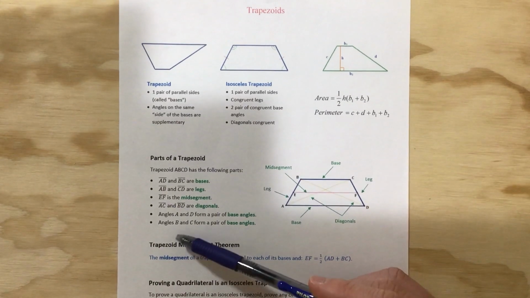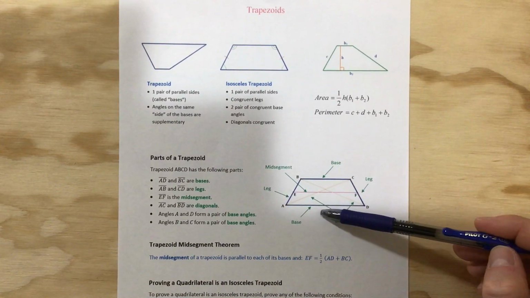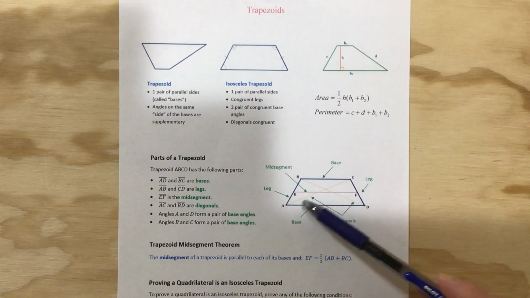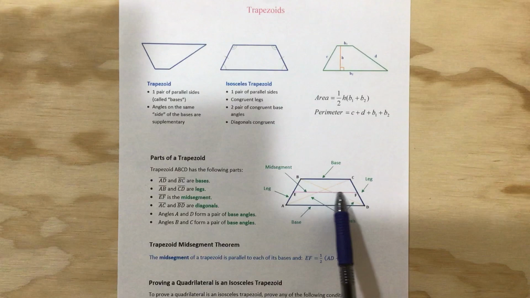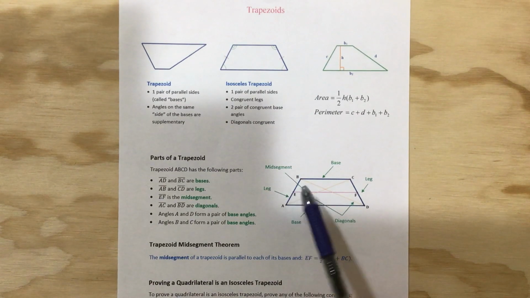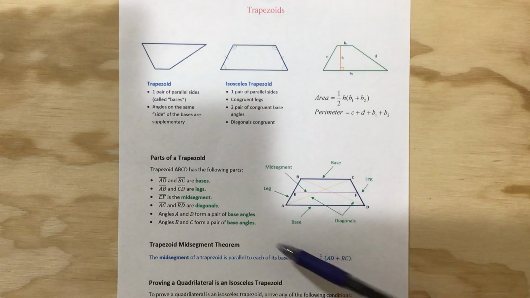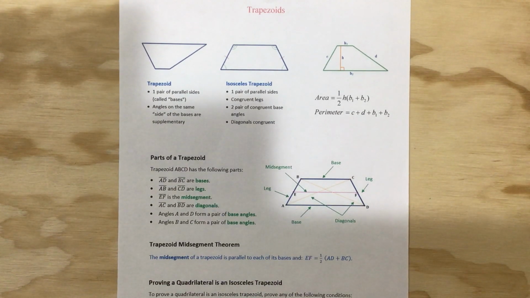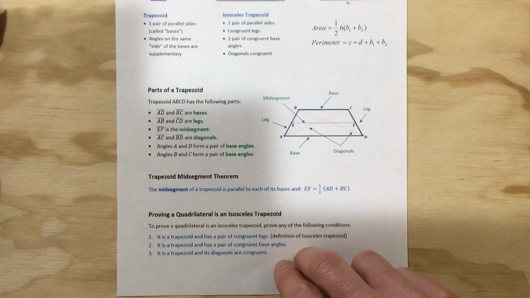Okay, parts of the trapezoid is just a diagram down here. Again, those are your bases. Here are your legs, and then the diagonals are in yellow. And then we have another term called the midsegment, which is the segment that connects the midpoint of AB and CD. Okay, so you can read over that. I'm sure you downloaded this already. Now let's scoot this up.